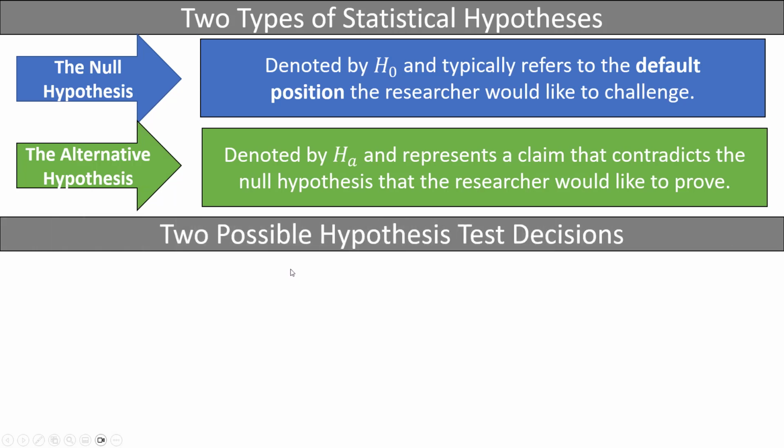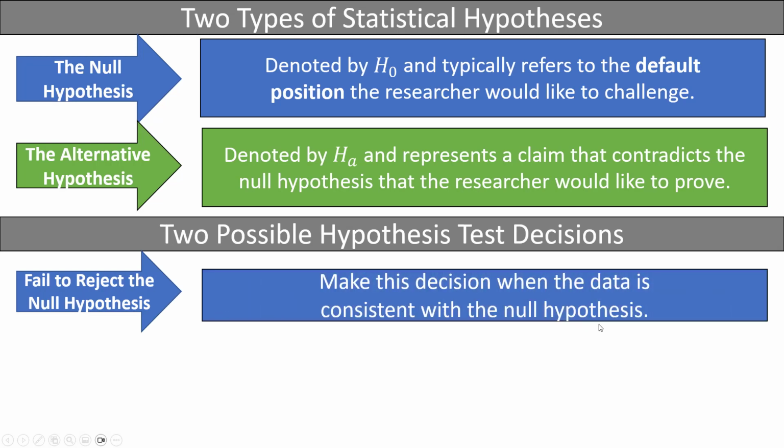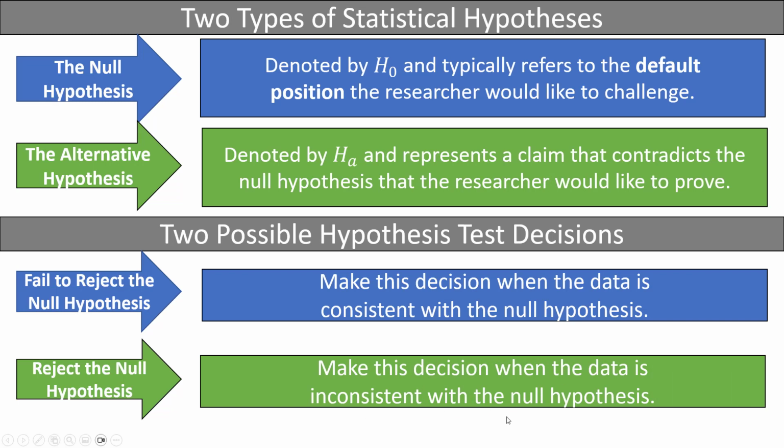Based on the results of an experiment or sample, we're going to make one of 2 possible decisions. First, we may fail to reject the null hypothesis. You should make this decision when the data is consistent with the null hypothesis. So if the results of your experiment are fairly consistent with what you would expect under the null hypothesis, then you will choose to fail to reject the null hypothesis. The other possible decision is to reject the null hypothesis. You should make this decision when the data is very inconsistent with the null hypothesis. So if the data that you've collected, either from an experiment or sample, is quite inconsistent with what you would expect under the null hypothesis, then you will reject that null hypothesis.